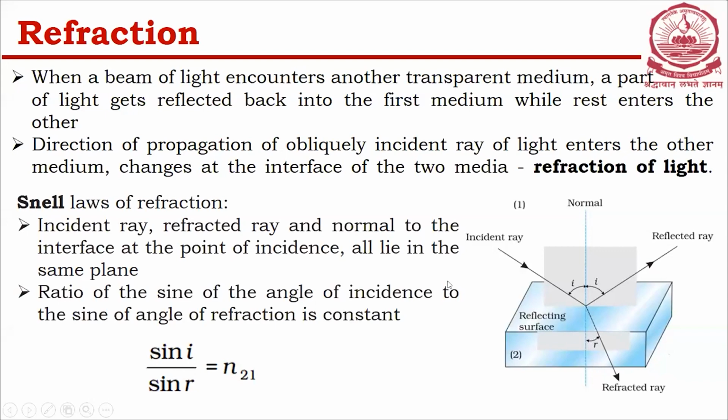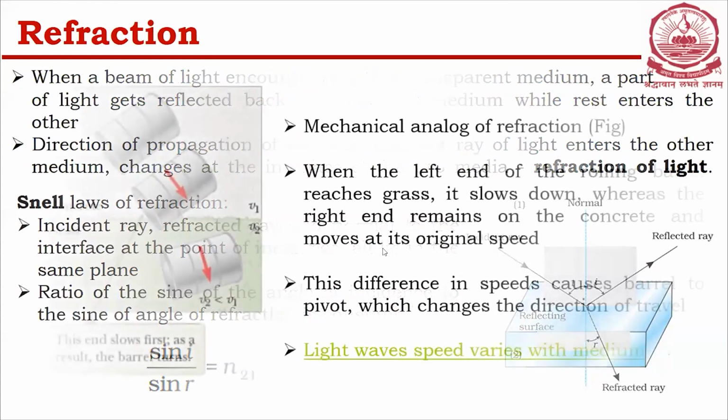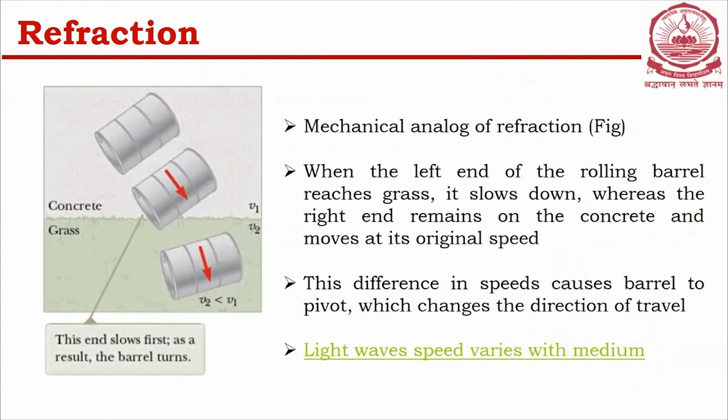In order to understand what actually happens when light goes from one medium to another, whether the speed of light changes, or the frequency changes, or the wavelength changes, there is a simple analogy, a mechanical analog of refraction, you can see here. There is a tiled concrete surface and this is a grass surface. You can see in the figure there is a drum, a rolling barrel.